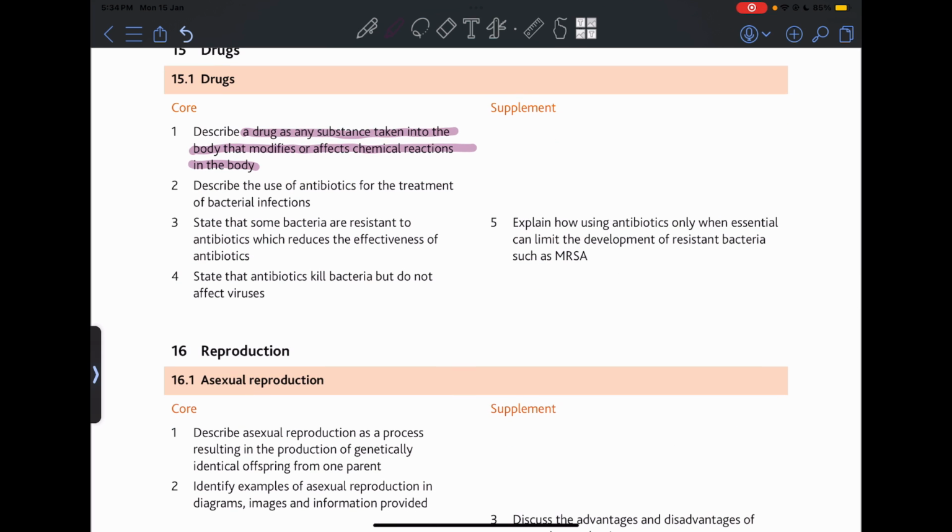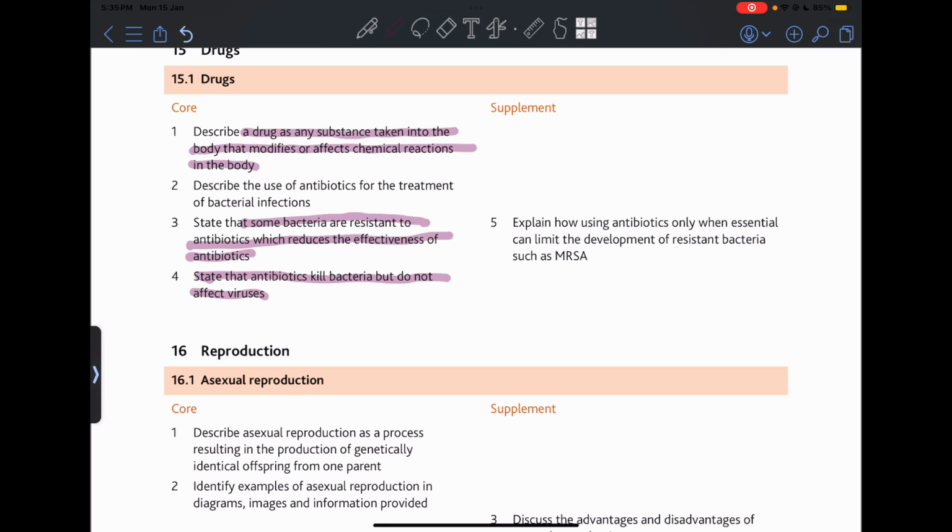Now, number 3 says state that some bacteria are resistant to antibiotics, which reduces the effectiveness of antibiotics. So sometimes the antibiotics will not work because the bacteria are resistant to the antibiotics. So you have to look for other alternatives. State that antibiotics kill bacteria but do not affect viruses, as I just explained in the other point.